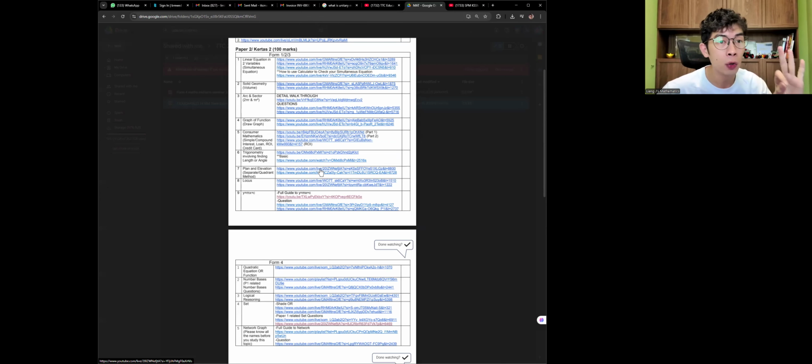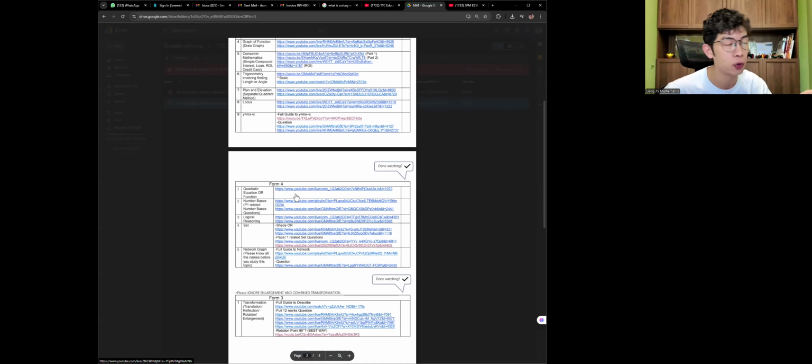Now, so finally, very, very important stuff that I think students should focus on is your transformation. That's why I separated it. Focus on transformation. Of course, over here I put ignore enlargement and combined transformation because these are Form 5. The rest, rotation, please make sure you know.